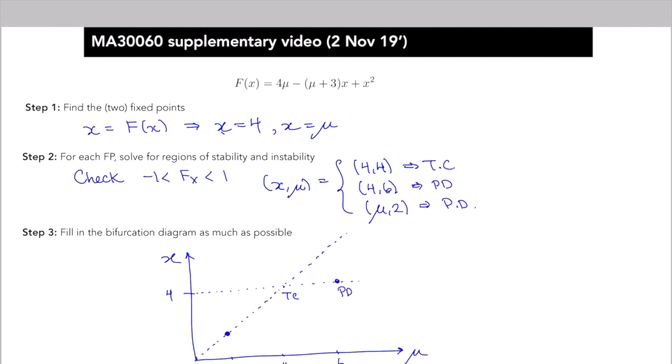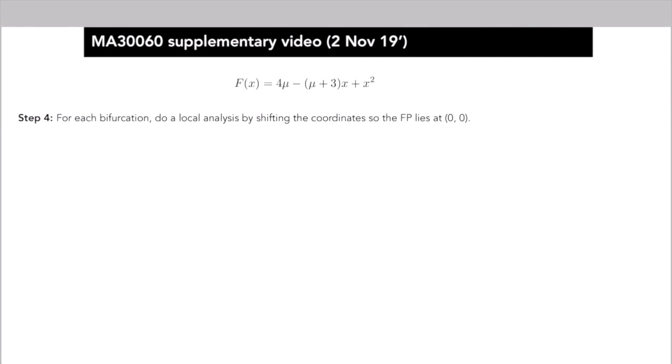Okay, so there's one period doubling here, one period doubling here, and on your own, what you want to do is you want to fill in this dotted line, either dashed or solid, for stability or instability. Okay, so that concludes these first 3 steps. That's essentially the easy part. The next 2 steps correspond to doing a local analysis for the Taylor series.